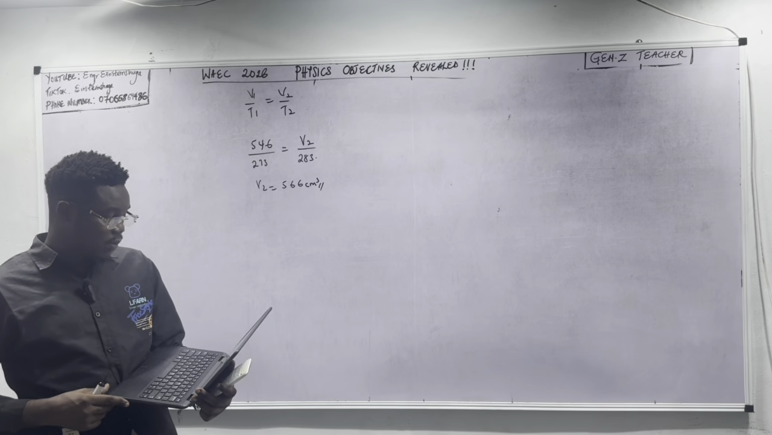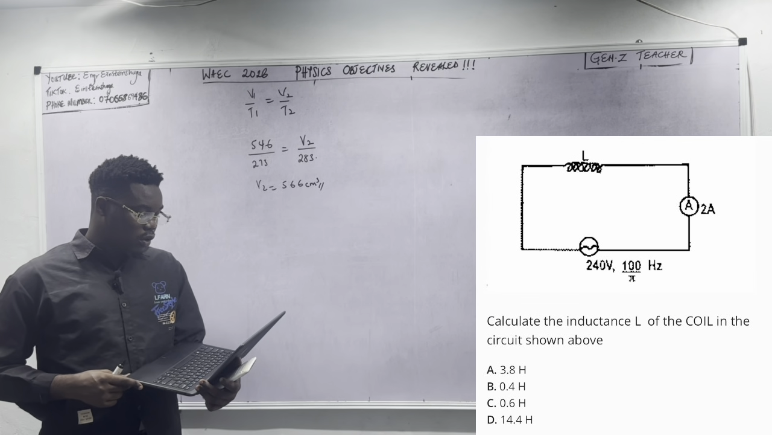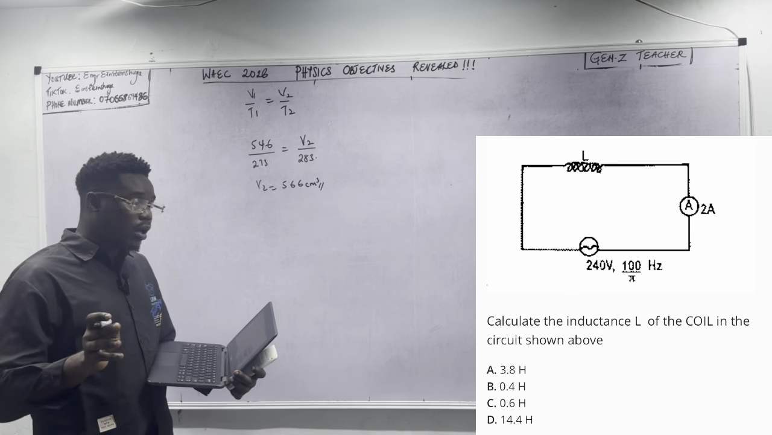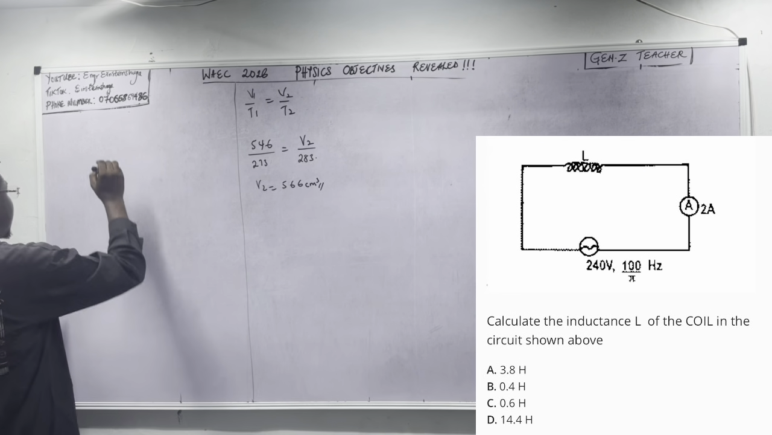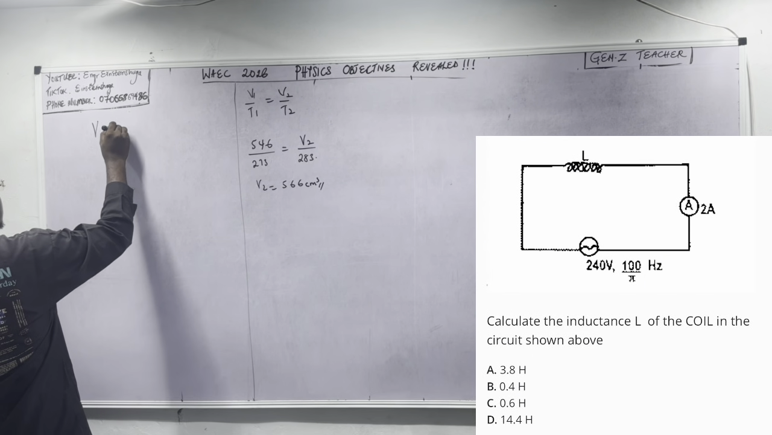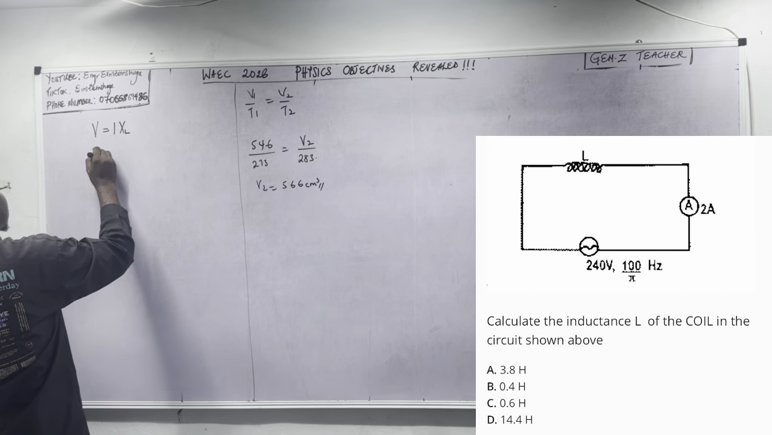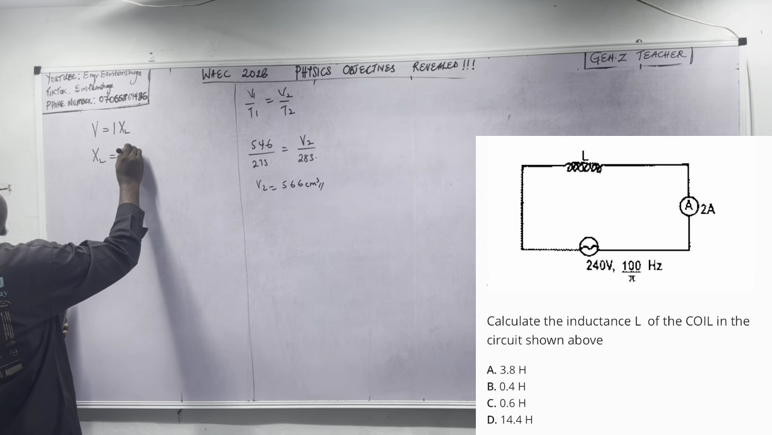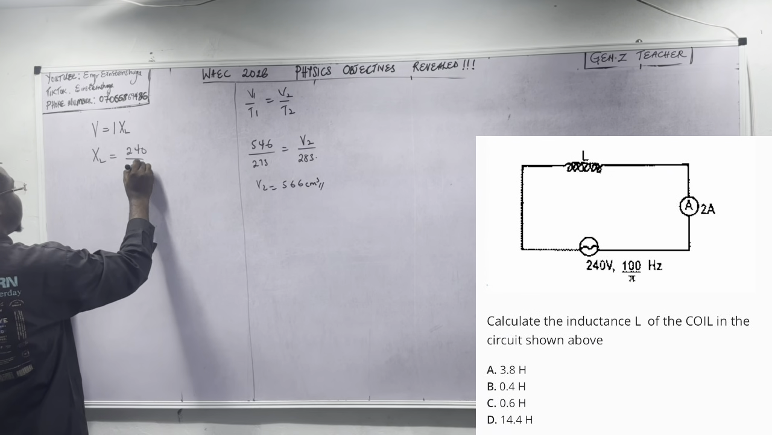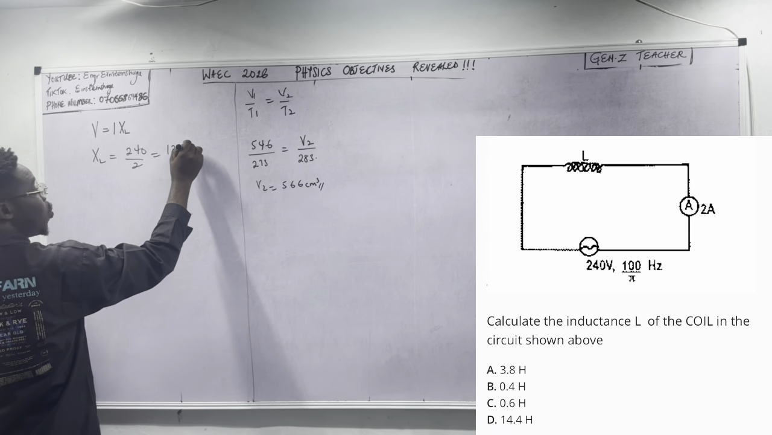Number 38. Calculate the inductance of the coil in the circuit shown. Quickly, let's find the inductive reactance first. Now recall that V can be equal to I times XL. So let's find XL. We have V and I. That will be V over I, and the V is 240 and the I is 2. So XL should be 120 ohms.